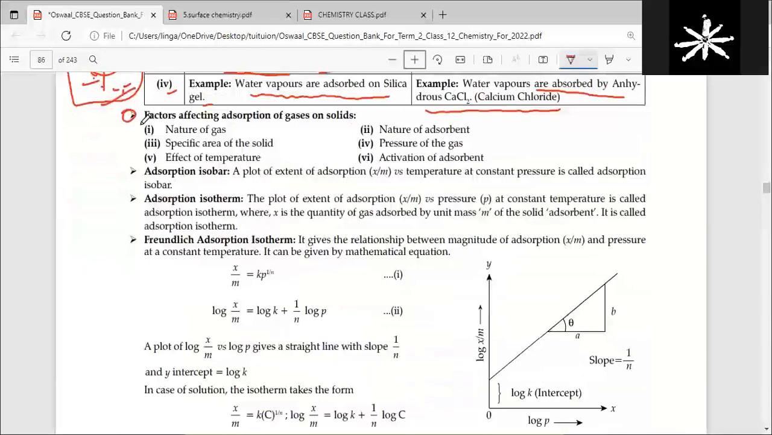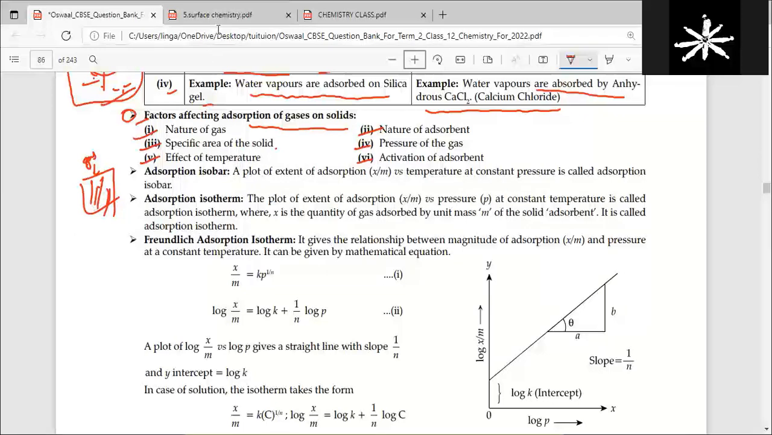Next. Factors affecting adsorption of gas on solids. Solid substance is there. So how the adsorbate, some gas, is adsorbing depends on nature of the gas, nature of the adsorbent, specific area of the solid, pressure of the gas, effect of temperature, activation of adsorbent. So these many factors are influencing.